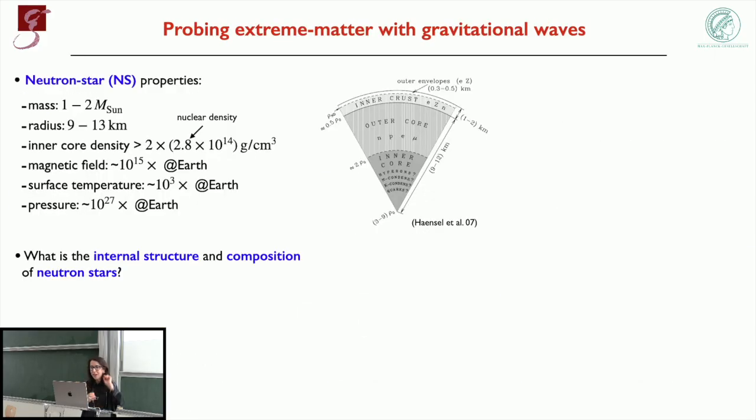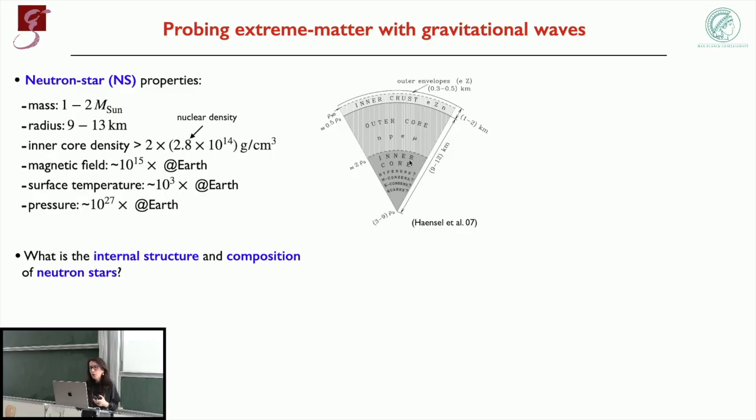So the neutron stars are also beautiful systems. They have a mass between 1 and 2 solar masses, so the mass is smaller than the black holes from the collapse of stars. The radius is between 9 and 13 kilometers. And why are they interesting? Because we don't know. Of course, they are made by many neutrons.